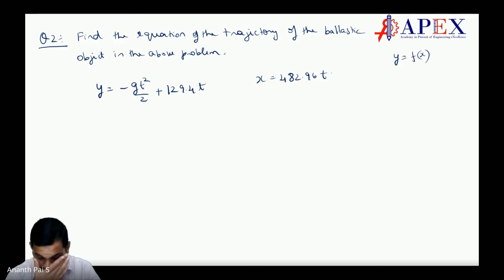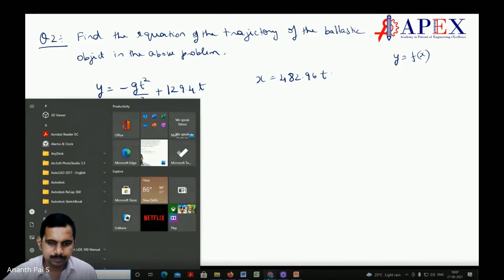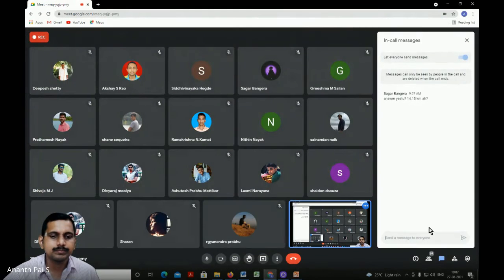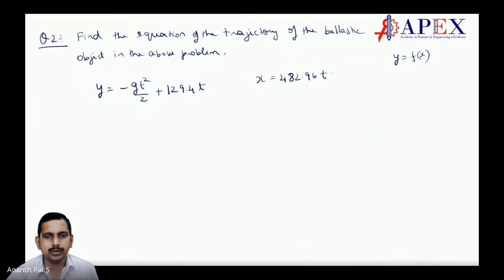Anyone? Not old students. Not the old students. Yes. How to find the equation there? Anish is there? No. Sainandan is there. Prathamesh is there. Okay. Sheldon is there. Okay. Sheldon, how do you find the equation?